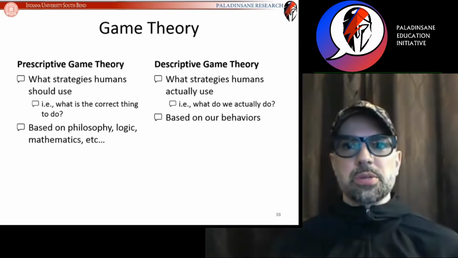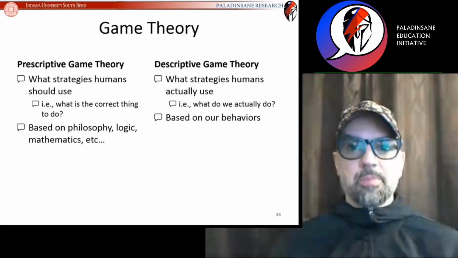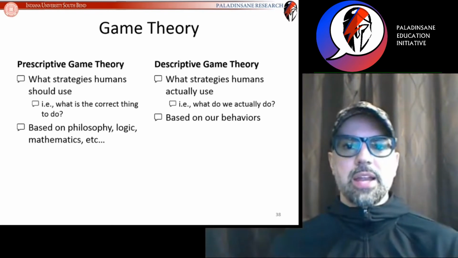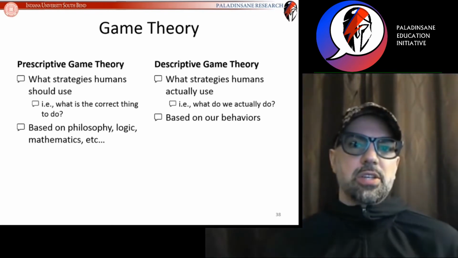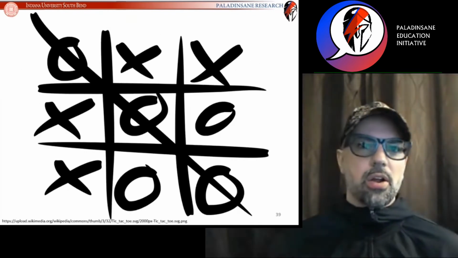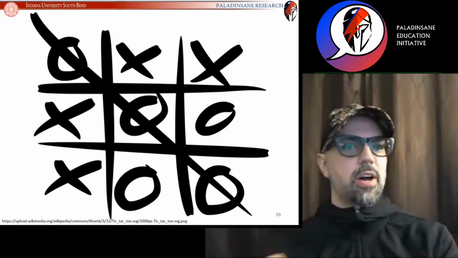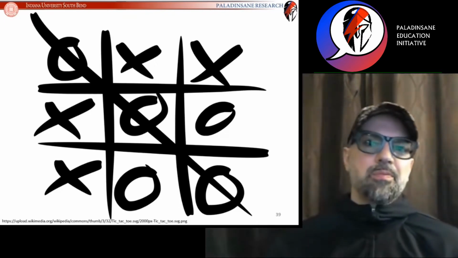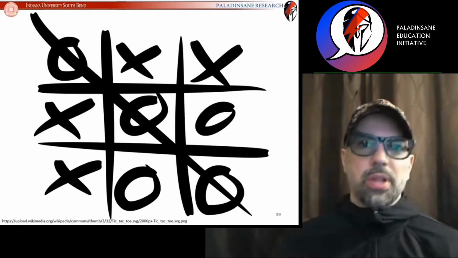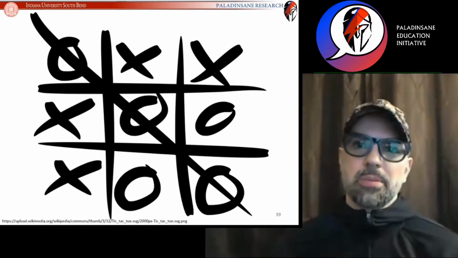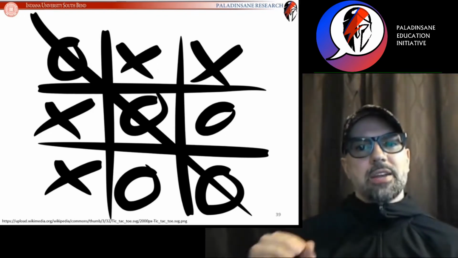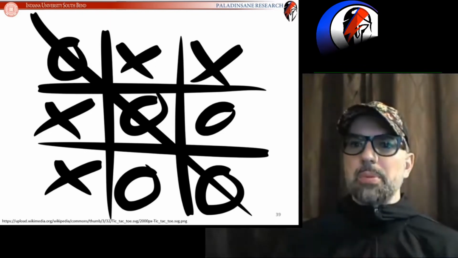In terms of prescriptive game theory, I want to give you one example that has been worked out. And that has to do with X's and O's, or knots and crosses, if you're from across the pond. X's and O's is a game that we've all played before. This is a game that we grew up playing as children. And this is a game that you probably do not play anymore.